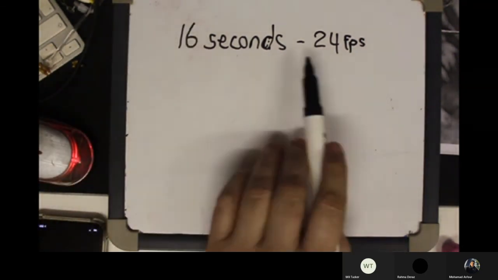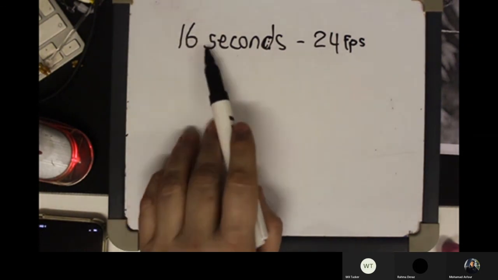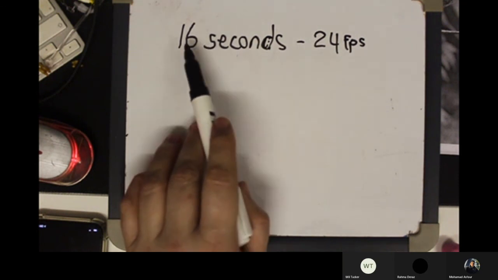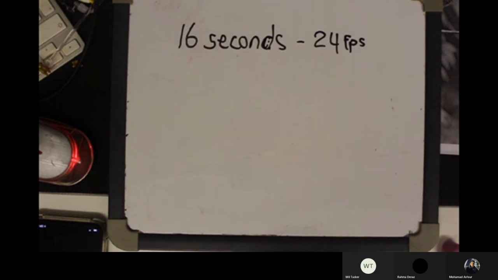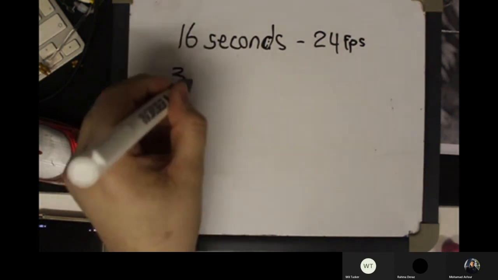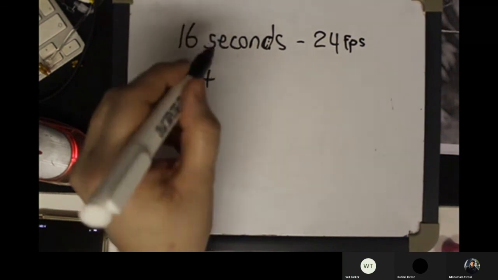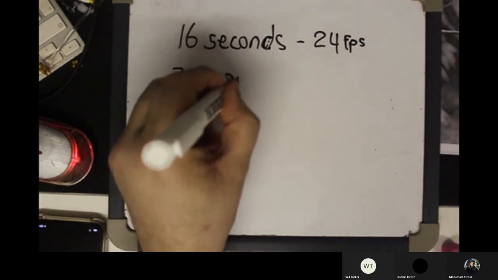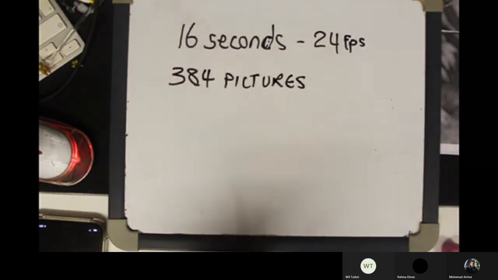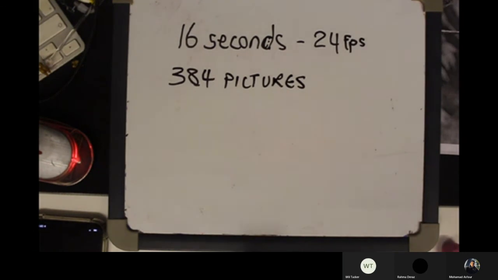So first off, I've got to see how many pictures I'm making. I'm doing 16 seconds, and within each second, I'm doing 24. So I'm going to go 16 times 24. I don't know how to do that, so I got a calculator. 16 times 24 equals 384 pictures, or frames, yeah, but primarily I've got to take 384 pictures, okay.